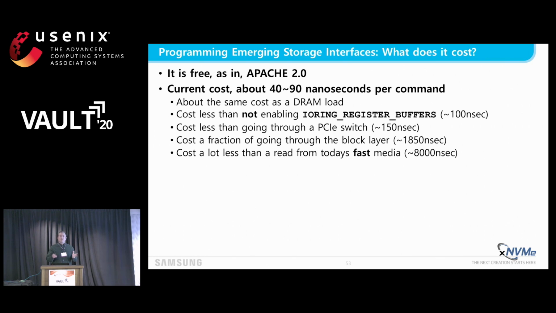And if you sit down and have to read all of those specs and man pages, and do that for each entry or each interface, you might overlook an optimization. Whereas if you use xNVMe, it'll just enable that for you in case it makes sense. And going through a PCIe switch, well, that's 150 nanoseconds. Going through the block layer, that's around 1800 nanoseconds. And getting a read from today's fast media is around 8,000 nanoseconds.